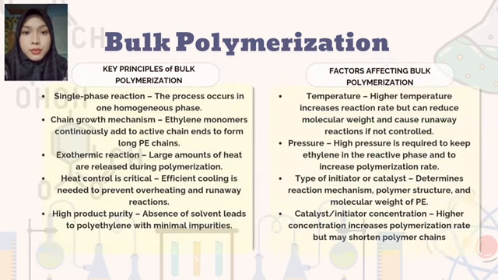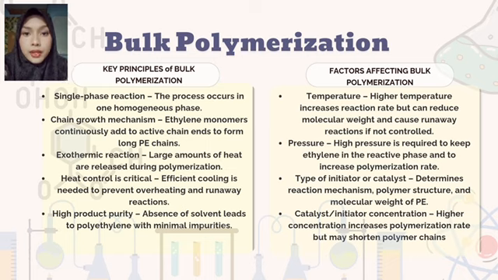Four keys of bulk polymerization. Single phase reaction: the process occurs in the homogeneous phase. Chain growth mechanism: ethylene monomers continuously add to active chains to form long PE chains. Exothermic reactions: a large amount of heat is released during polymerization. Heat control is critical. Efficient cooling is needed to prevent overheating and runaway reaction. High product purity: absence of solvent leads to polyethylene with minimal impurities.